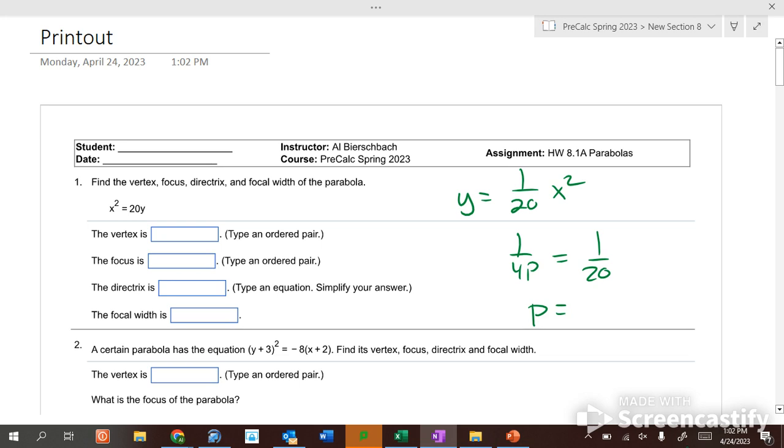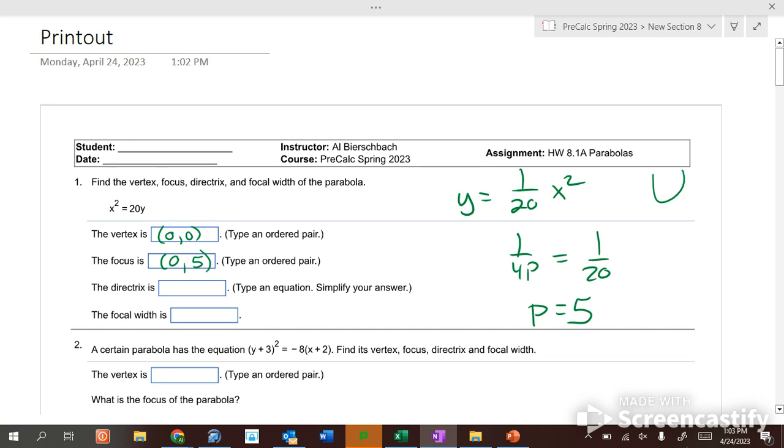If 4p equals 20, what does p equal? 5. Now, is there x minus anything, y minus anything? Nope. So the vertex would be at 0, 0. The focus is a positive 5, so it'd be 5 above there. Because y equals x squared, it's an up or down one, and it's going to be an up one. So for our up one, the focus is at 0, 5.